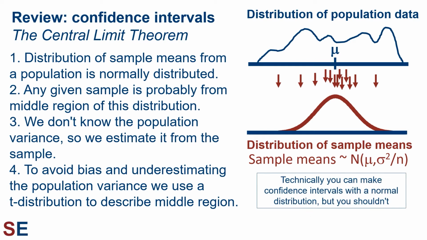Technically, you can make confidence intervals with a normal distribution, but you shouldn't unless you are certain about the population variance or you have an extremely large sample size. In these cases, the t-distribution will end up matching the normal distribution.